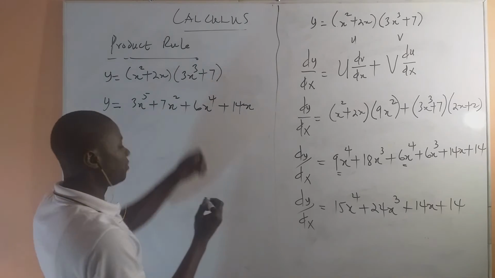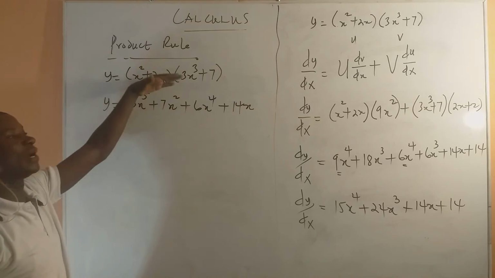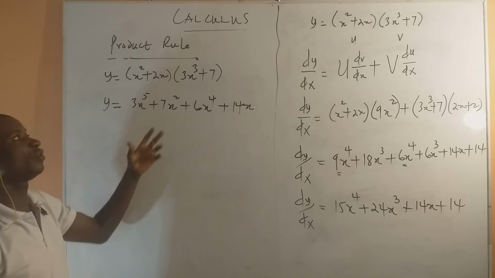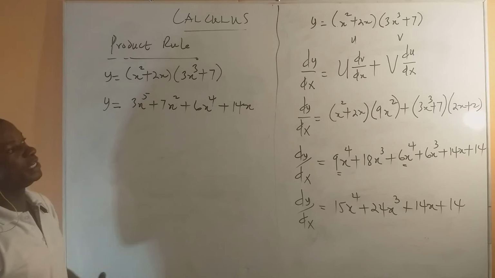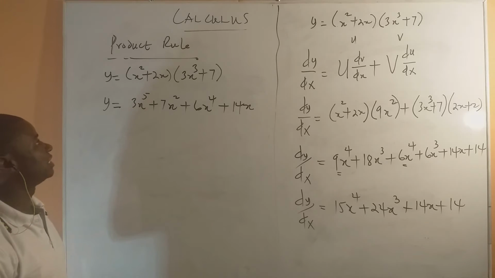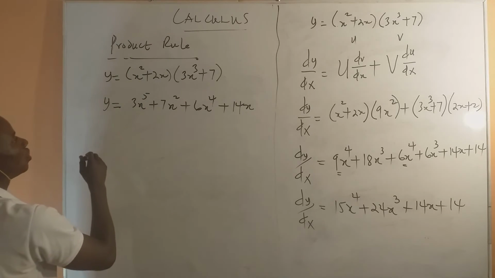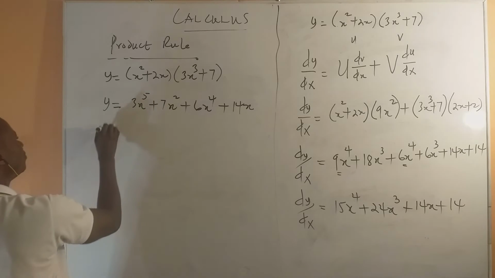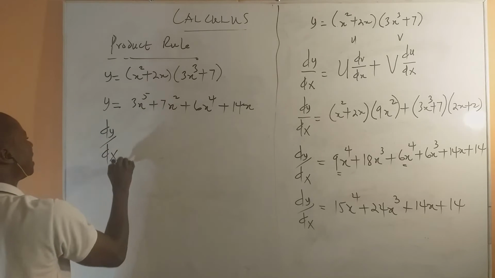When you refer to my presentation on indices, you understand. Because if you have numbers or variables of the same base multiplying, according to the first law of indices, you keep the base constant and add the exponents. That's what I'm doing. So now, after expansion, we try to differentiate y with respect to x.